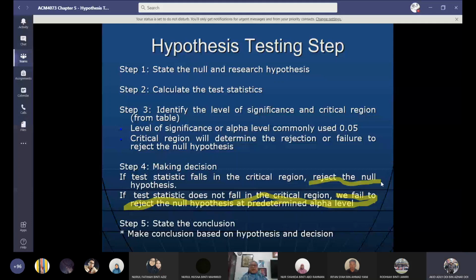Step 5, state the conclusion. Make a conclusion based on the hypothesis and decision. What do we learn from the hypothesis and what do we learn from the decision?